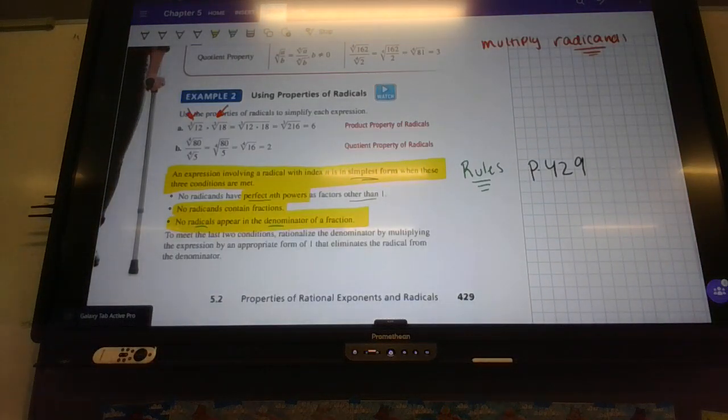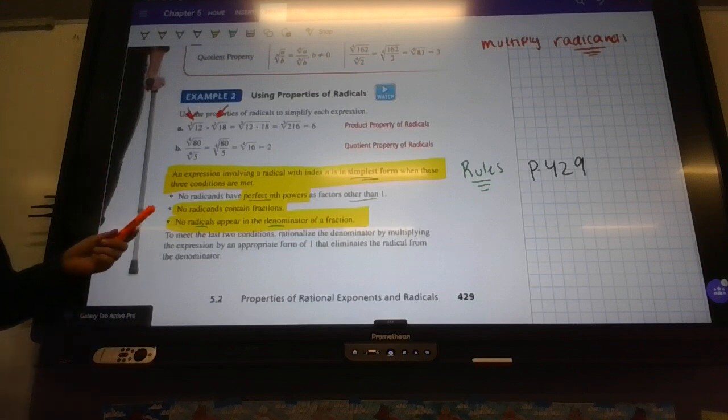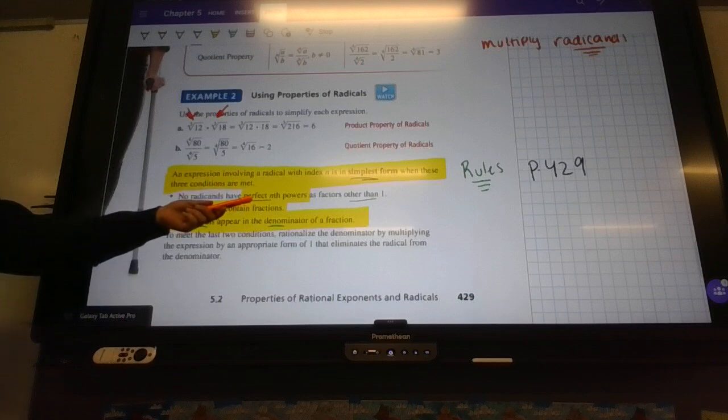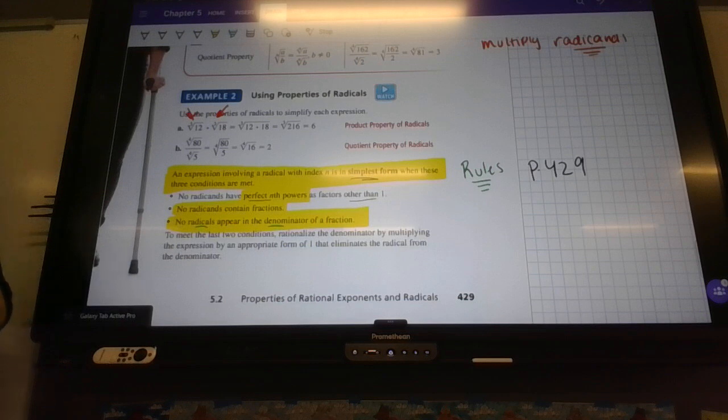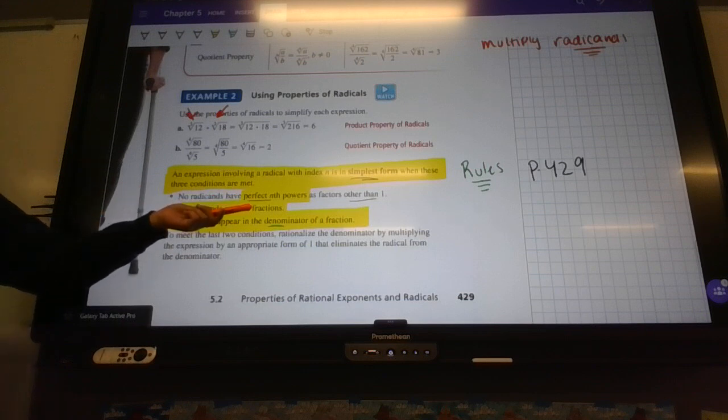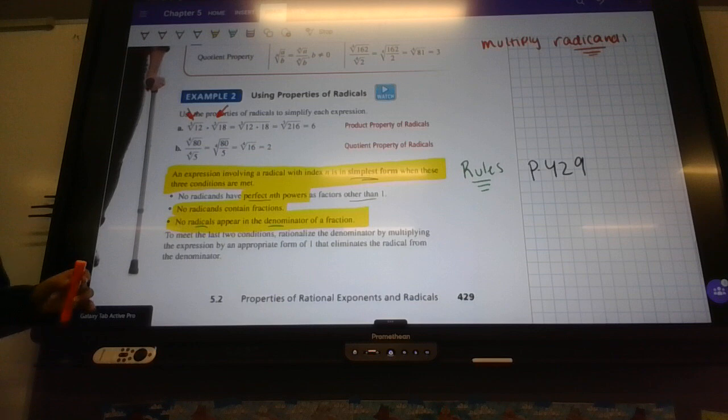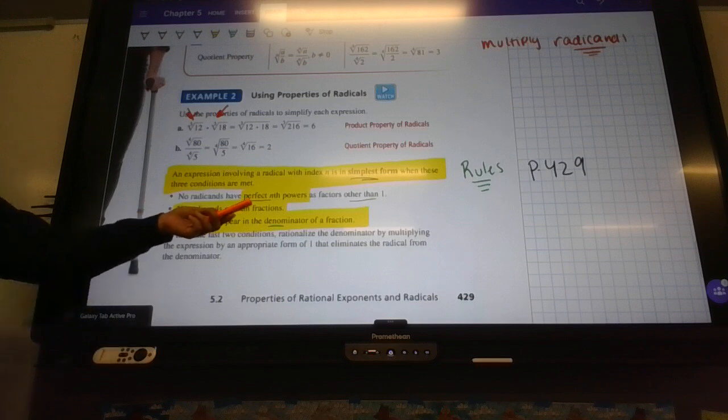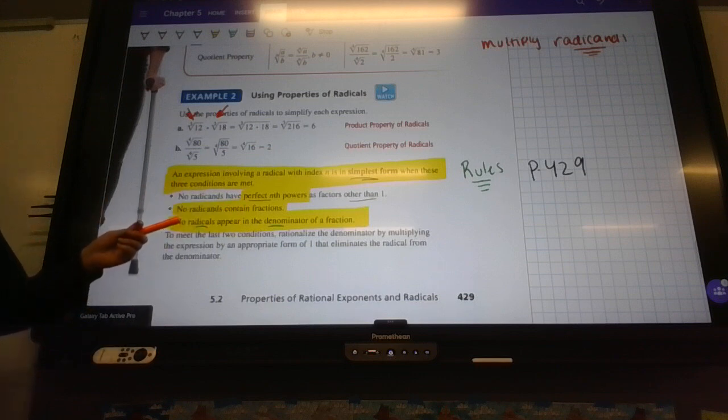All right, we have some conditions here. These are things that mathematicians use as they're working through formulas and proofs. A radical with index n is in simplest form when there are no perfect nth power factors. The radicand is the number underneath the radical bar. The radicand has no fractions inside it, meaning the number under the radical bar is not a fraction. And radicals do not appear in the denominator. The denominator is a rational number.